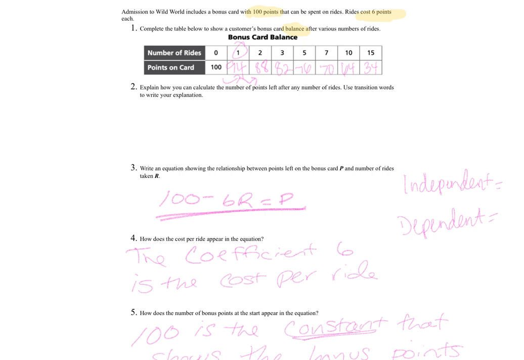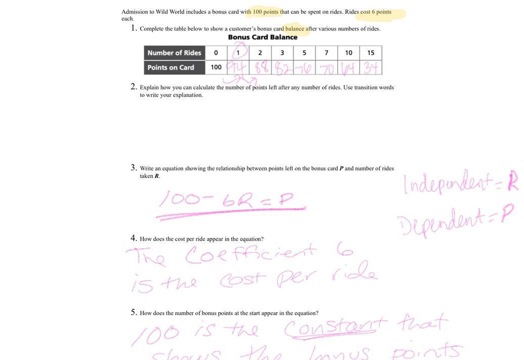The independent variable is how many rides you can take, so that's R. Okay, and then the dependent variable is the points at the end, so that's P, okay? The number of bonus points at the start is 100, which is the constant, okay? That's the number that doesn't have a variable attached to it and shows the bonus points.